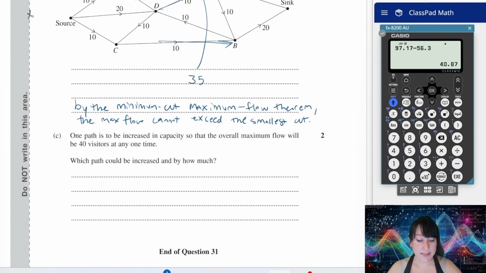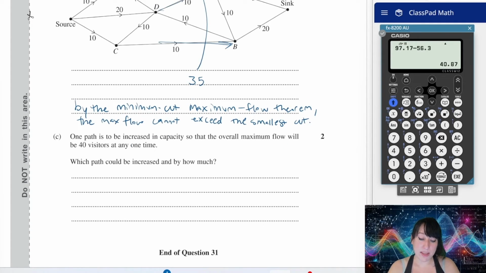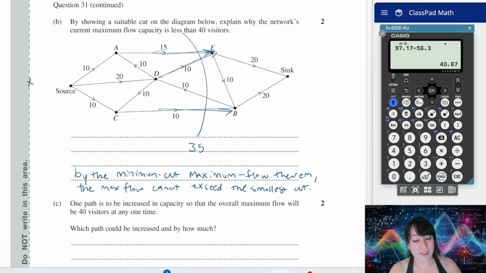Now the next part says, one path is to be increased in capacity so that the overall flow will be 40 visitors at any one time. Which path could be increased and by how much? Now, the minimum cut, or at least a cut that is less than others, will give you an idea of where you may have a bottleneck in the system, right? It gives us areas to check.